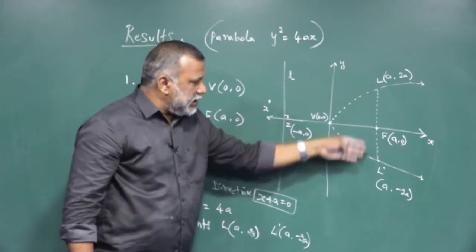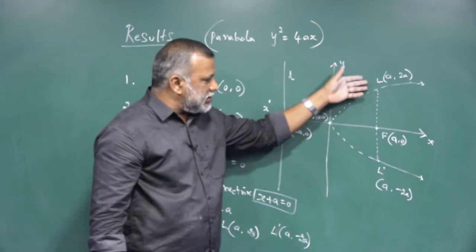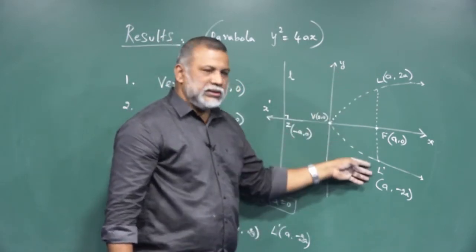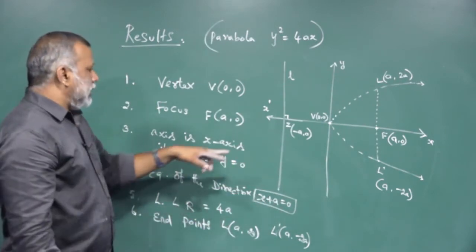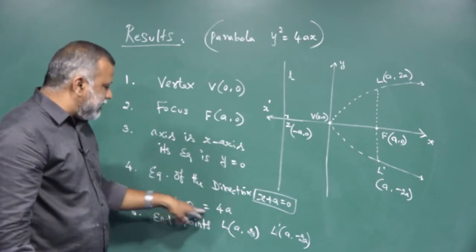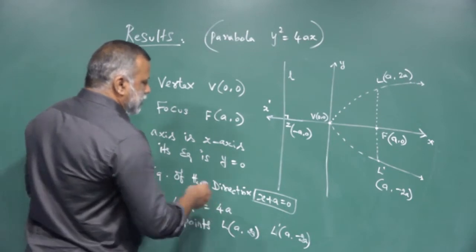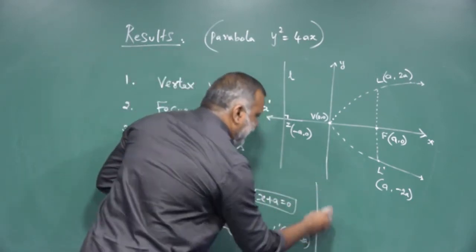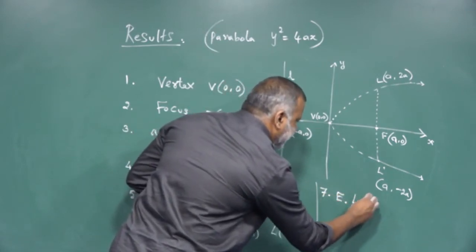Then this is the focal chord which is perpendicular to the axis of the parabola, technically called as lattice rectum. That total length, that is 4a. Just now we worked out, that is called total length LL dash. That is called length of the lattice rectum. Then we are going to work out one more result, 7th result. That is equation of the lattice rectum.